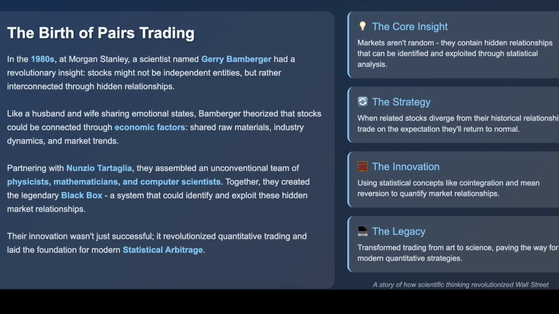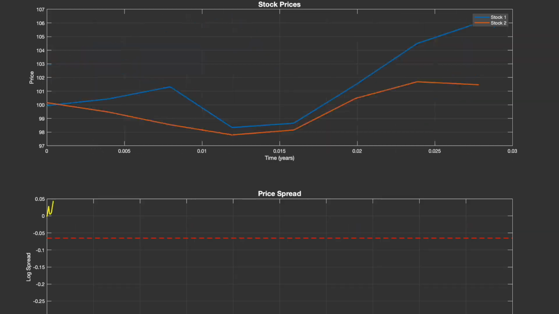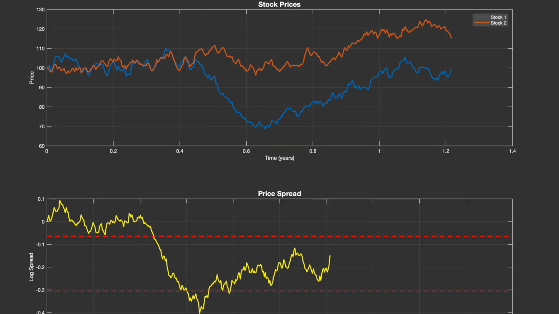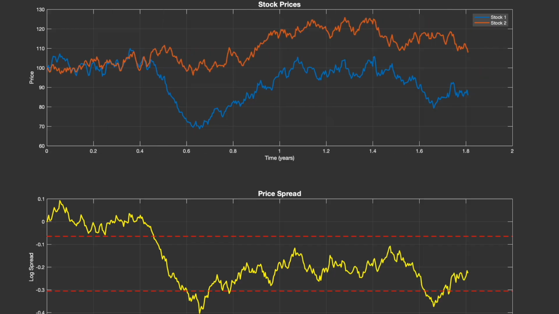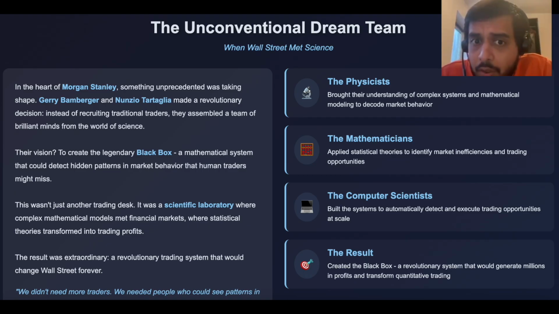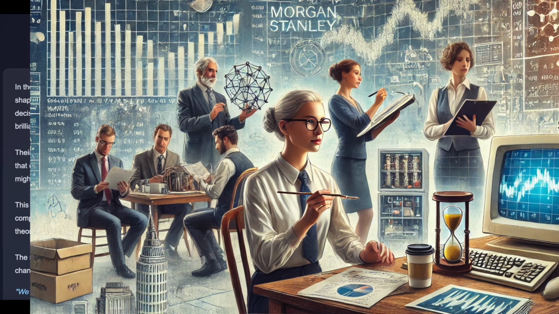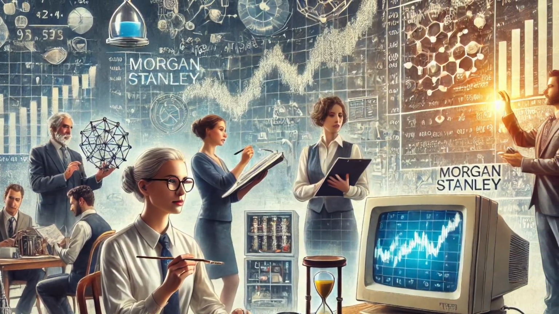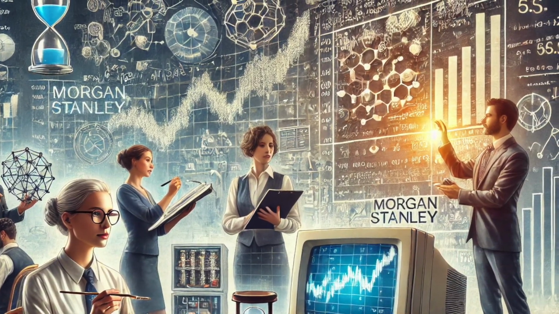So Bamberger wondered, what if this relationship between two related stocks could be quantified and exploited, so that when the price of one of these stocks diverges temporarily, we can make use of it, and we will see how. To bring this idea to life, Bamberger teamed up with another colleague by the name of Nunzio, and together they assembled a team made not of traders or businessmen, but of physicists, computer scientists and mathematicians.